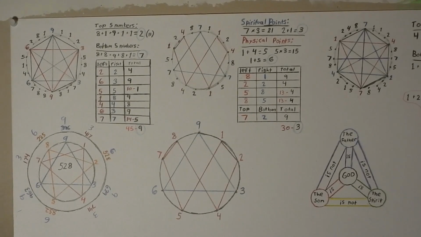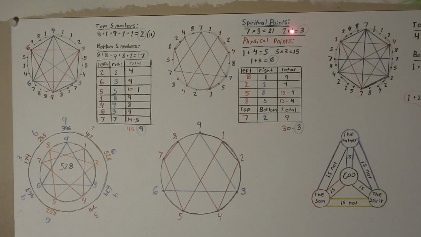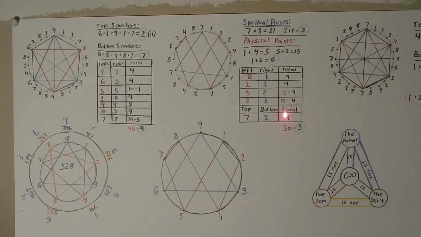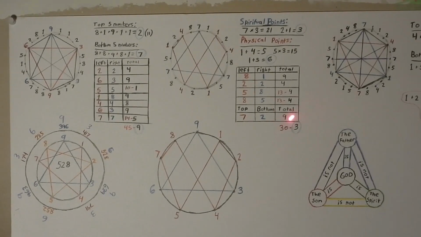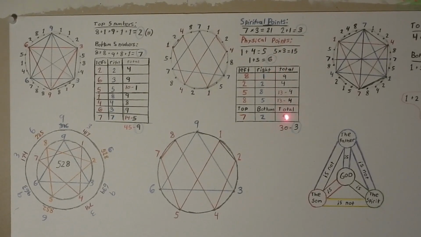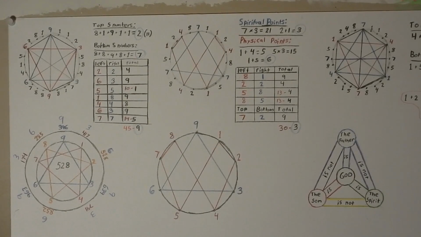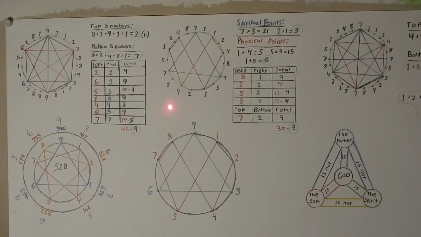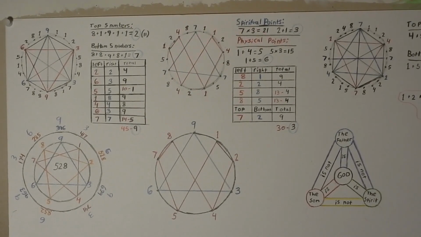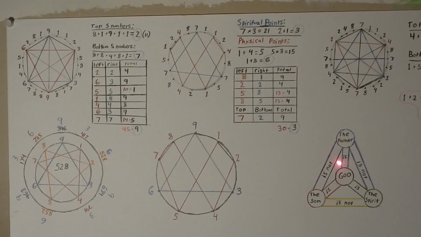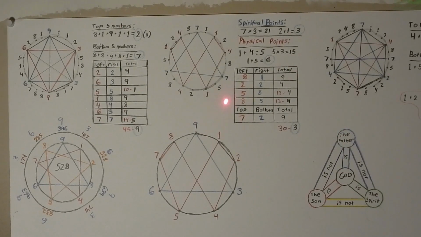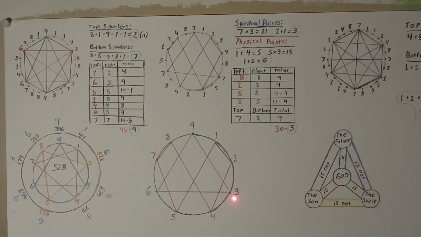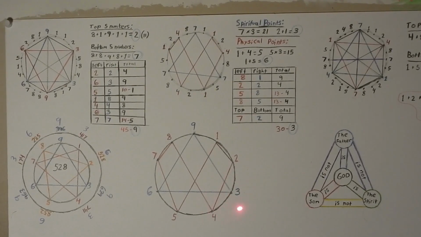So the root number for the spiritual points is 3, and the root number for the physical points is 6, and the root number for the remaining numbers is 3. 3 plus 6 plus 3 is 12, and 1 plus 2 is 3. And so when accounting for all the numbers, we get 3, or maybe the Holy Trinity. 3 would technically be the first masculine or spiritual number. And apparently, according to Pythagoras, numbers didn't even start until 3.